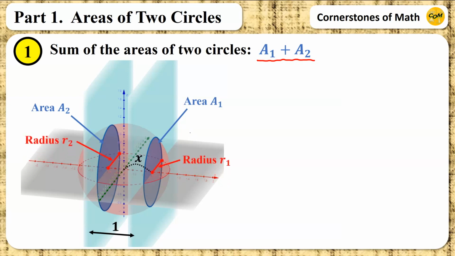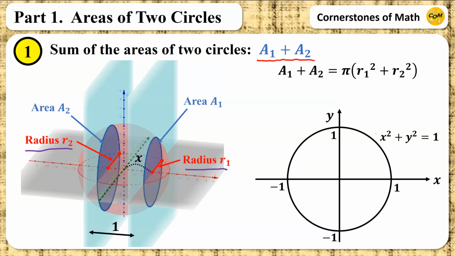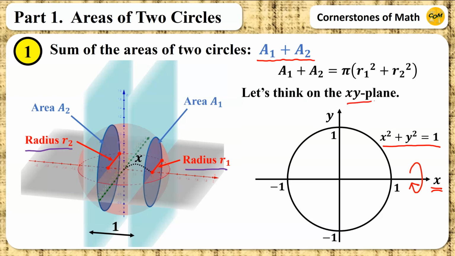In order to calculate the area, we need to find these two radii, R1 and R2. Then we can calculate the area as A1 plus A2 equals pi times R1 squared plus R2 squared. And here's the thing. The sphere in the problem can be generated by first constructing the circle x squared plus y squared equals 1 on the xy plane, and then revolving that circle about the x-axis. And in order to avoid advanced math concepts whenever we can, and to keep figures as simple as possible, let's think about the problem on the two-dimensional xy plane.